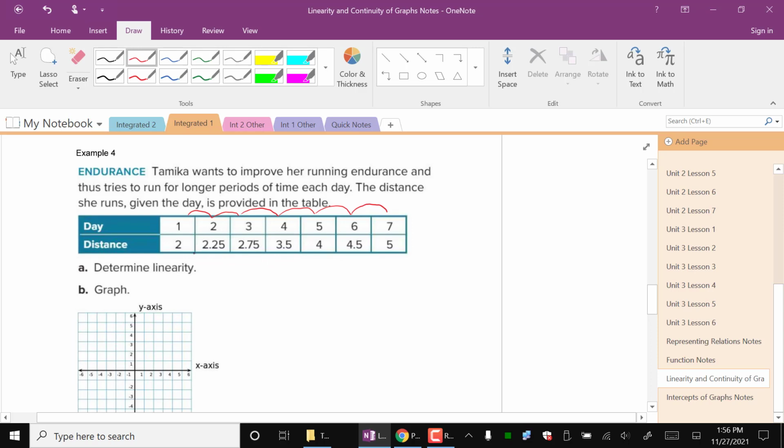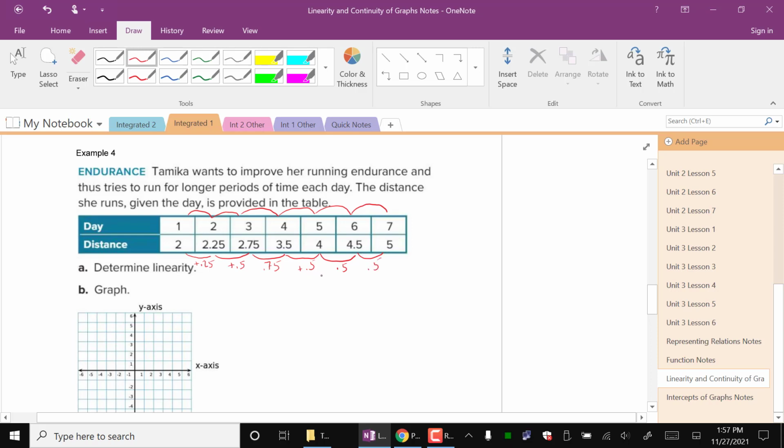be the same. From here to here, though, we have a change of 0.25. From here to here, we have a change of 0.5. From here to here, we have a change of 0.75. Then we have a change of 0.5. How am I getting these? I'm finding the difference of them. So I'm taking this number and subtracting it by this number. So 4 minus 3.5 is 0.5. 4.5 minus 4 is 0.5. And then 5 minus 4.5 is 0.5.